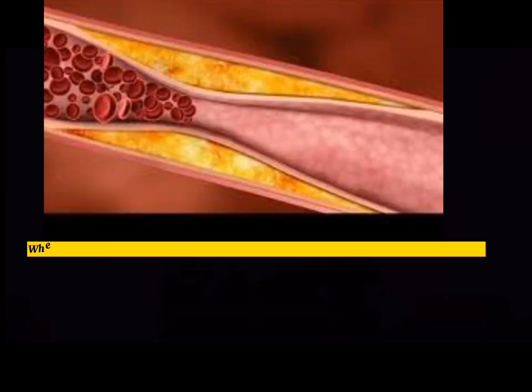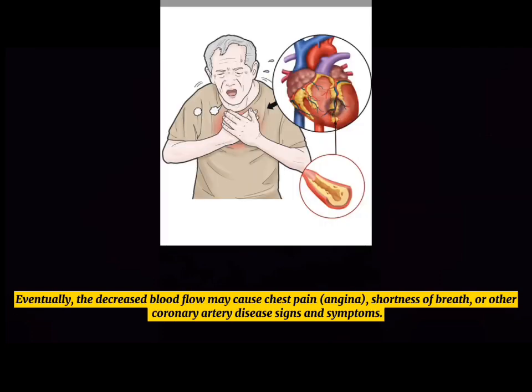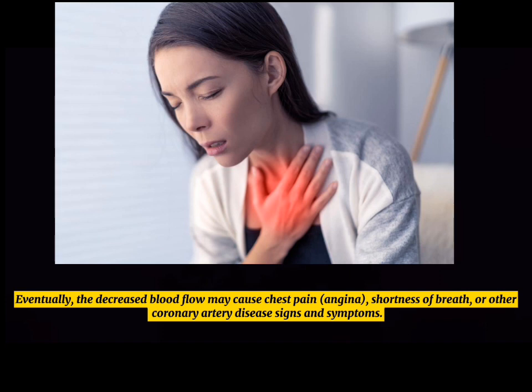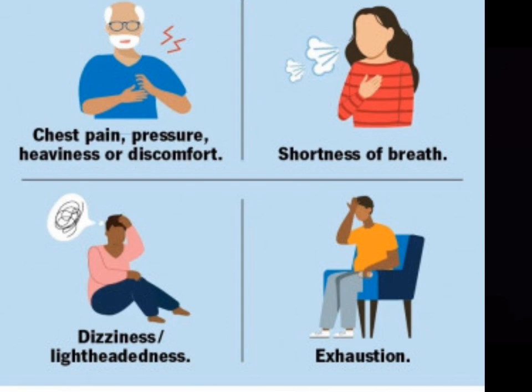When plaques build up, they narrow your coronary arteries, decreasing blood flow to your heart. Eventually, the decreased blood flow may cause chest pain, angina, shortness of breath, or other coronary artery disease signs and symptoms. So the signs and symptoms of coronary artery disease are shortness of breath, angina, fatigue, lightheadedness, and a complete blockage can cause a heart attack.